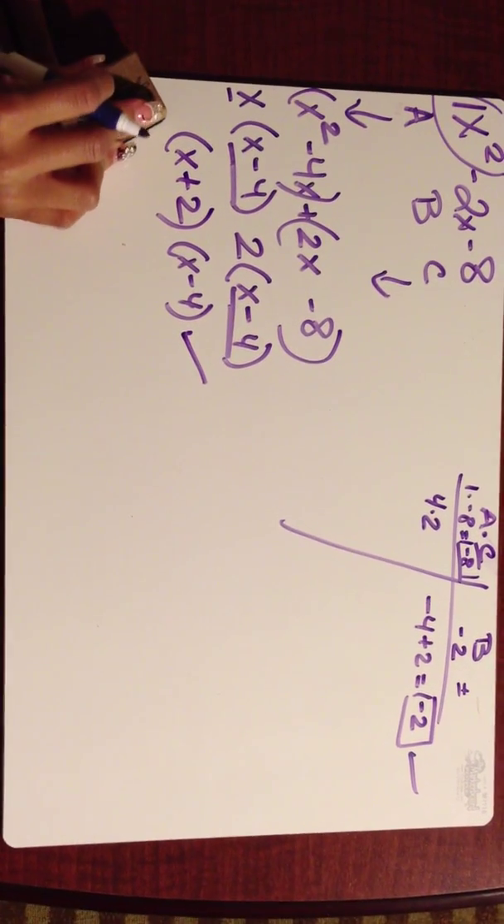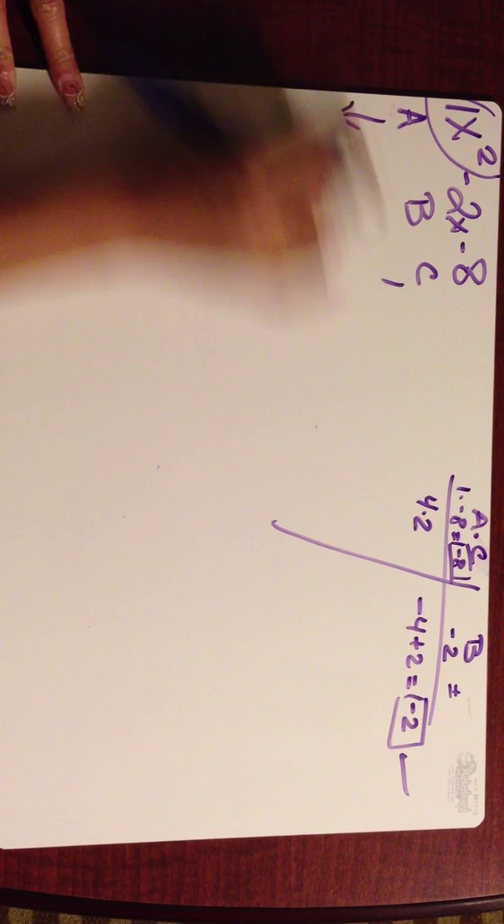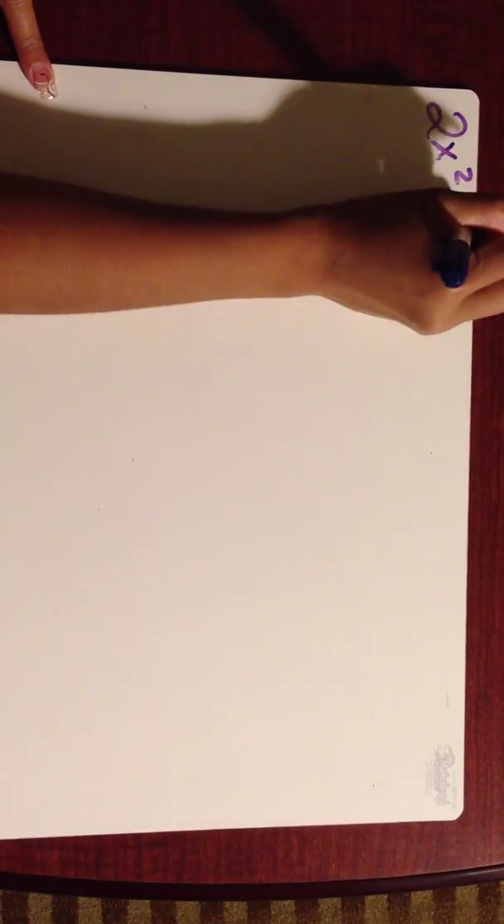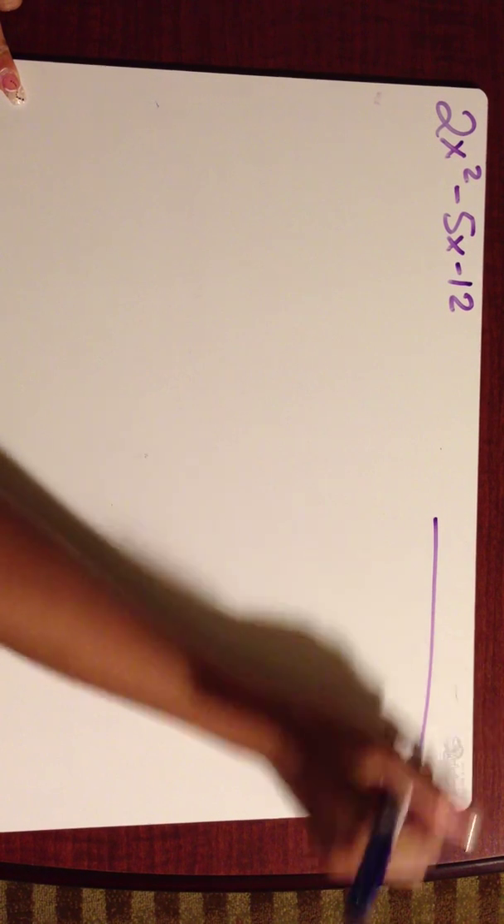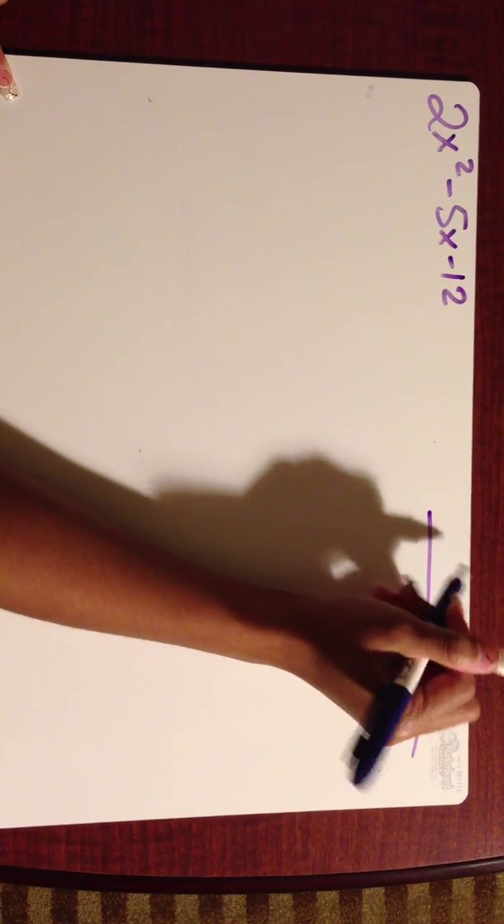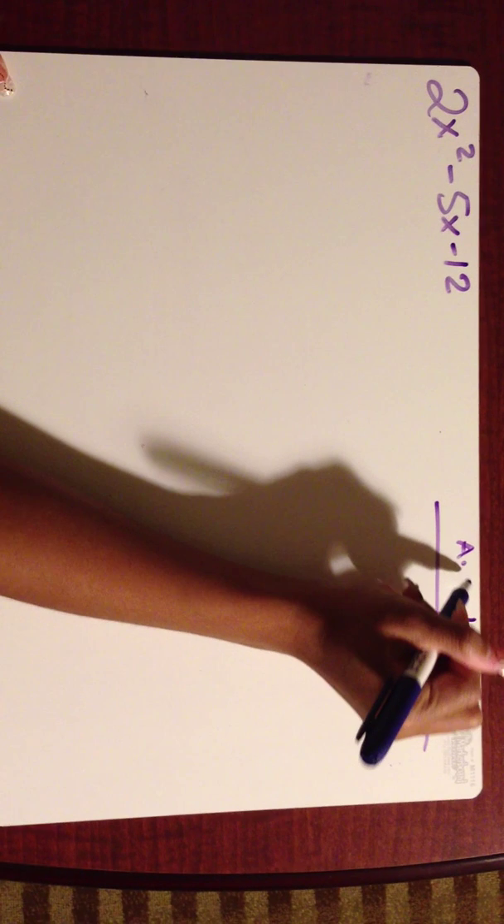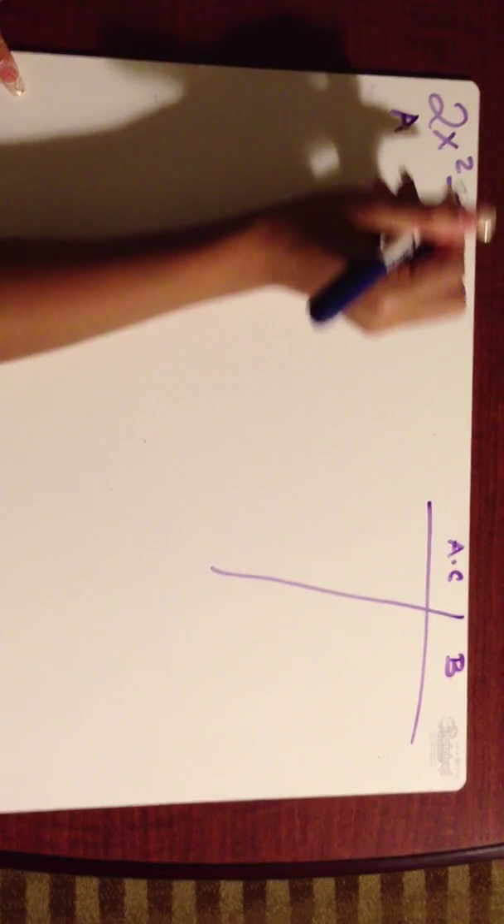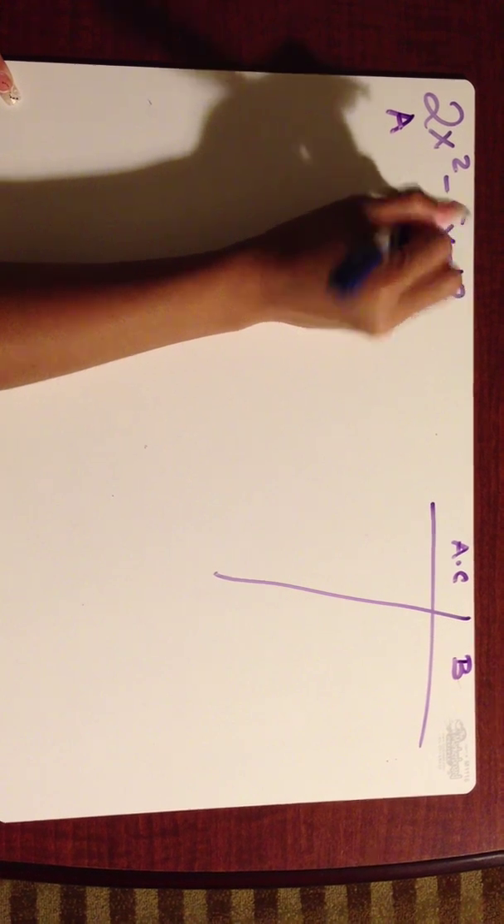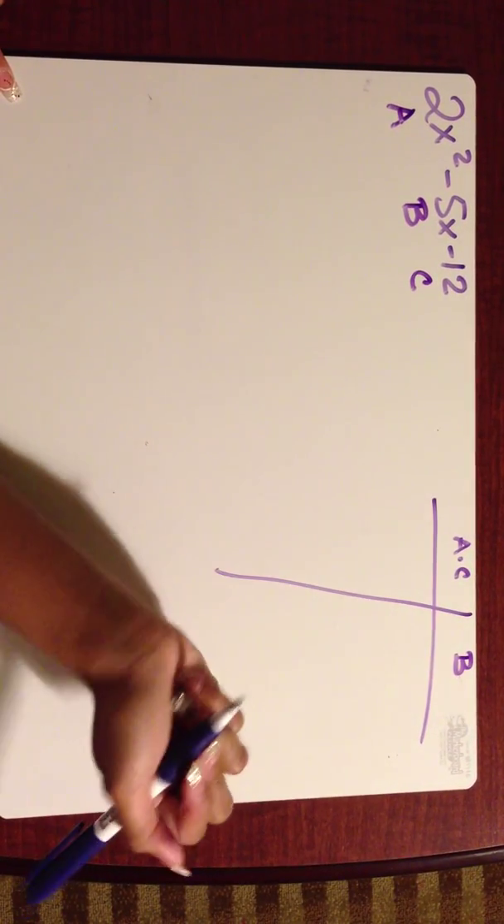So now we're going to start with another example. Alright, we're going to do 2x squared minus 5x minus 12. It's slightly harder here. Let's try and do this one. Again, t-chart. The side is A times C, and this side is just simply B. And again, we know this is A, 2x squared. B is negative 5x, and C is just negative 12.